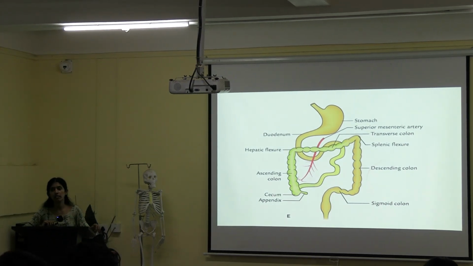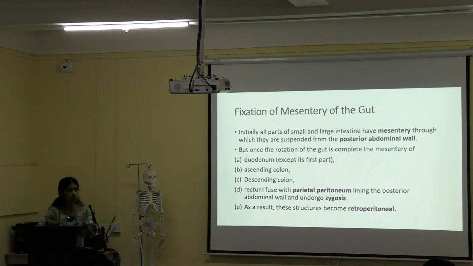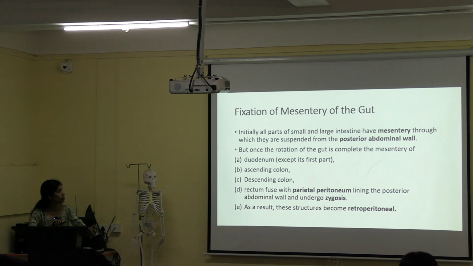This is how the derivatives of your midgut will develop in the abdominal cavity. Any doubts in the herniation and rotation part? No doubts? Okay. We will go to the fixation part. Fixation of mesentery of the gut. Initially, all parts of small and large intestine have mesentery through which they are suspended from the posterior abdominal wall.